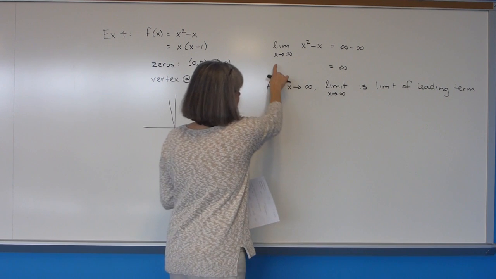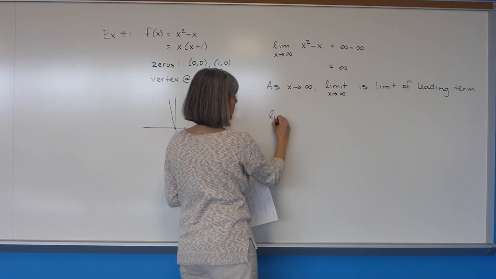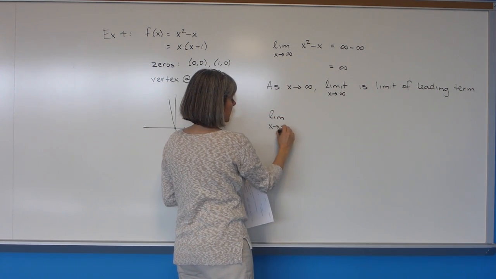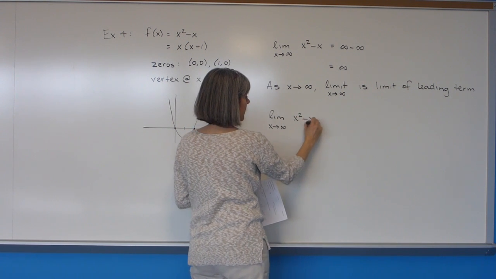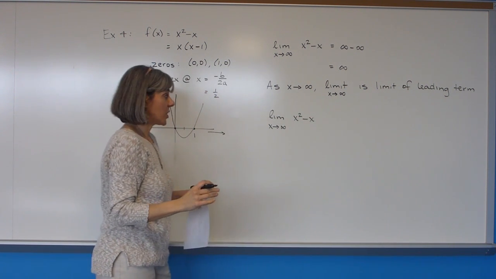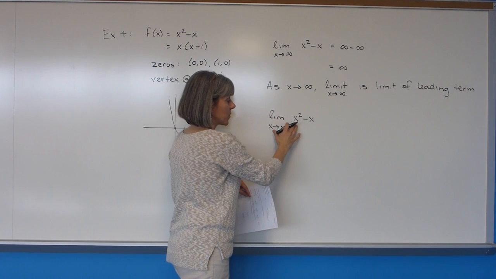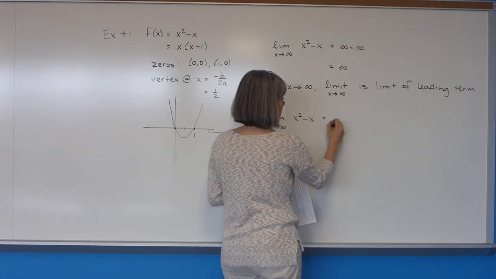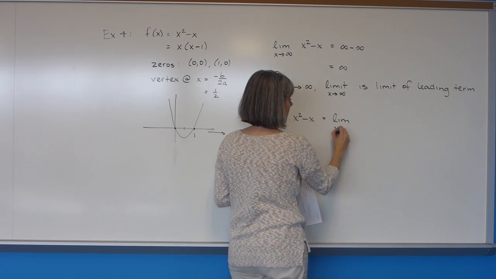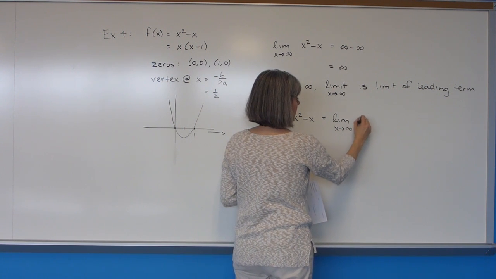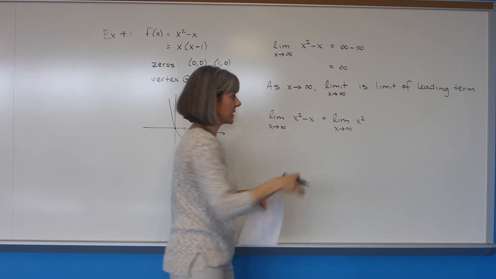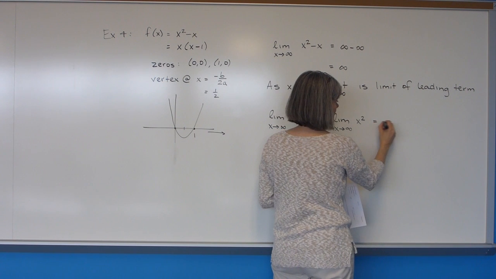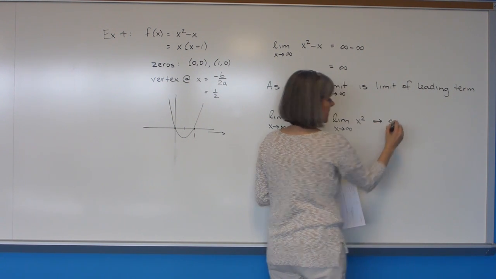So that means that this function here, this limit, we rewrite it: limit as x approaches infinity of x squared minus x. All I really need to know is the leading term. So this is exactly equal to this. So now if I plug in infinity, infinity squared, infinity times infinity, is all infinity.